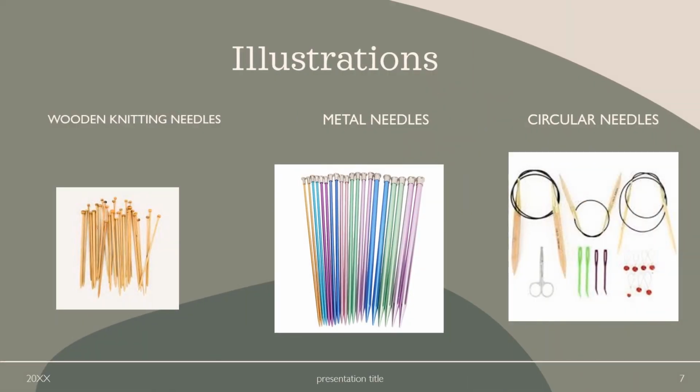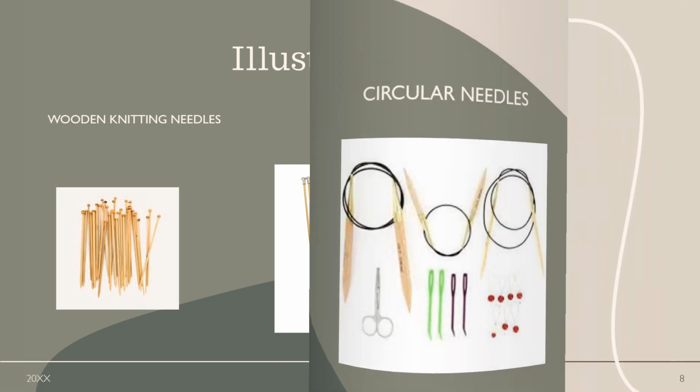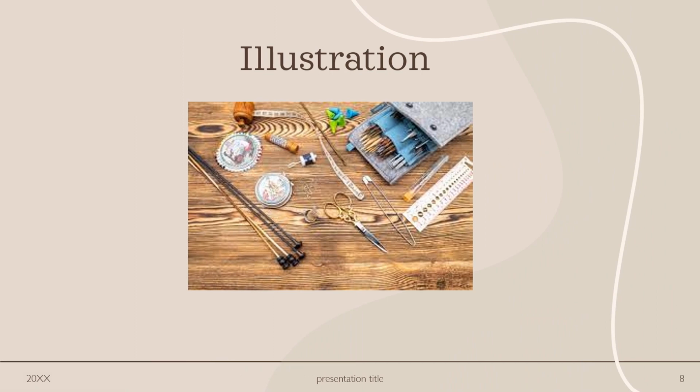The following illustrations show the different types of needles. The first being wooden knitting needles, metal needles, and circular needles. The following illustration shows other tools used in knitting.